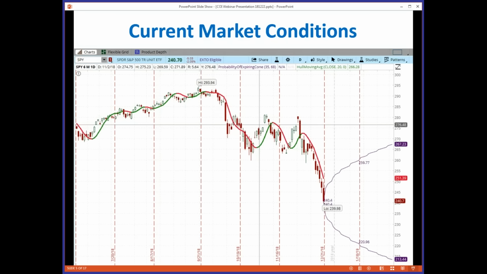So this is a current chart of the S&P 500 as of the date of this webinar, and you can see it's kind of ugly, although it's kind of orderly, really. The march down has been fairly orderly, but it's been pretty aggressive to the downside. And for income traders, this type of market creates a lot of fear and uncertainty.